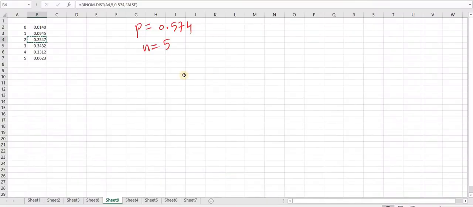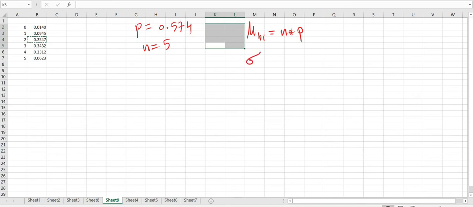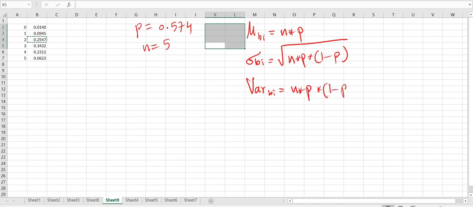So the mean and the standard deviation, I know for the binomial distribution, the mean for the binomial distribution is equal to n times p, and the standard deviation for the binomial distribution is square root of n times p times 1 minus p. The variance for the binomial distribution is equal to n times p times 1 minus p.